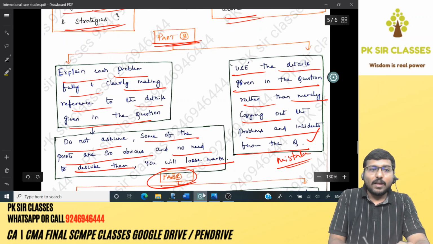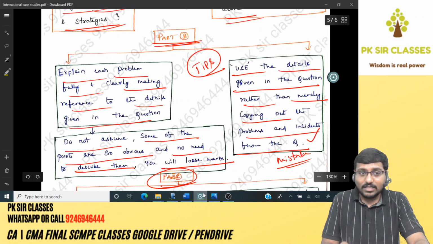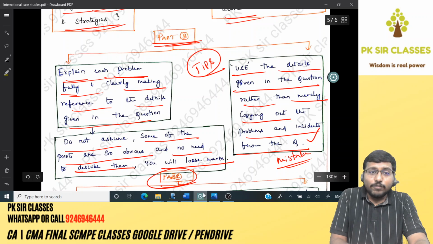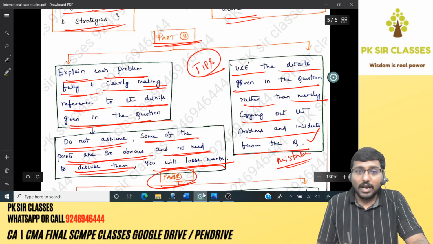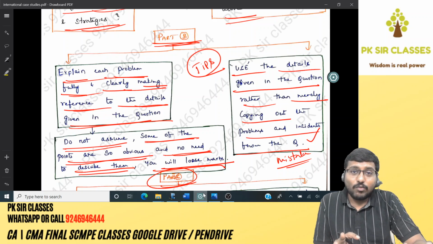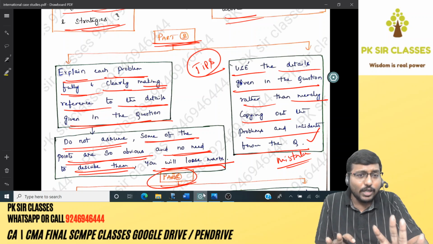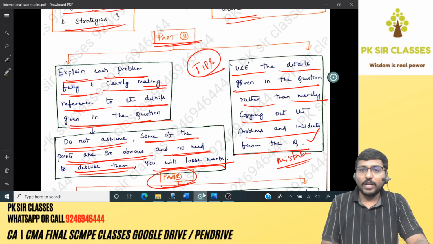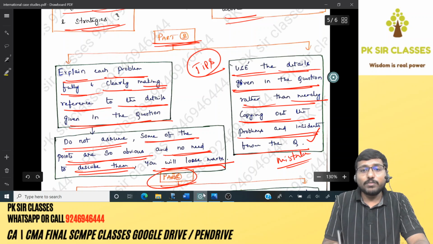Look at part B. So I'm trying to give you tips. These are all tips. This is not the answer. Explain each problem fully and clearly, making reference to the details given in the question. Do not assume some of the points are so obvious and no need to describe them, then you'll be losing marks. You will be able to understand what I'm trying to tell you only if you read the question better. Anyway, chalo, right now you're just getting a feel of it. What are all the tips that I'm trying to provide you? Use the details given in the question rather than merely copying out the problems and incidents from the question.